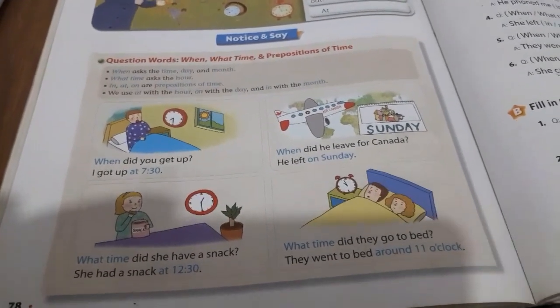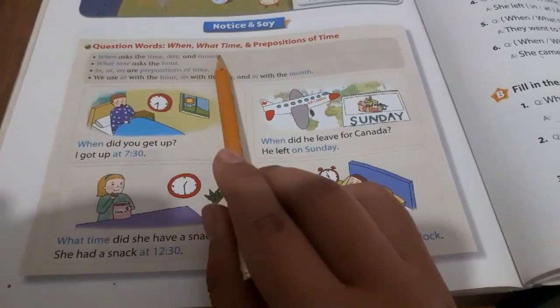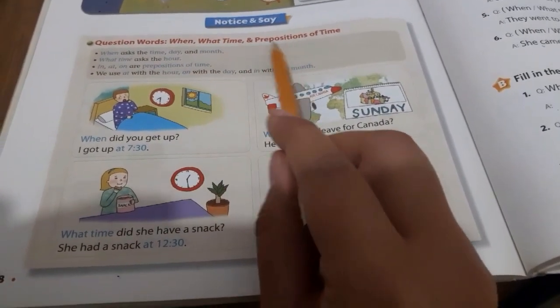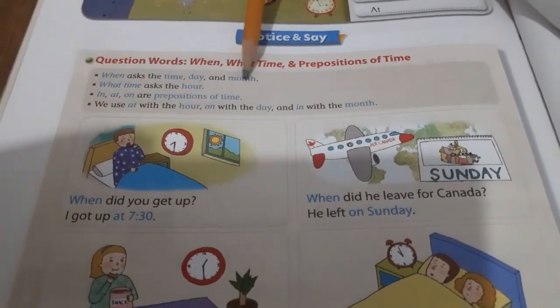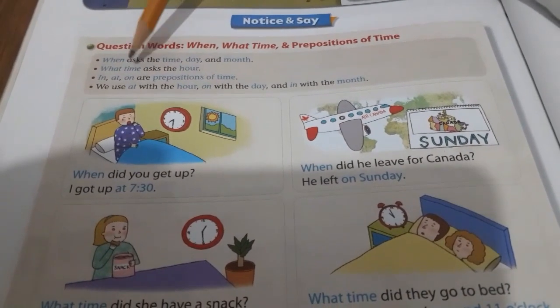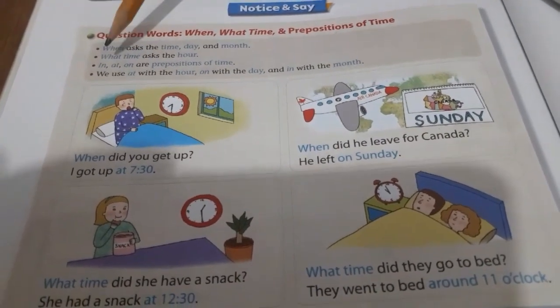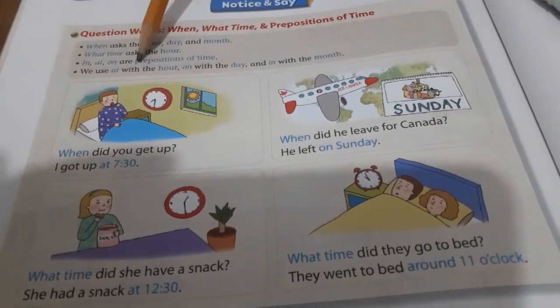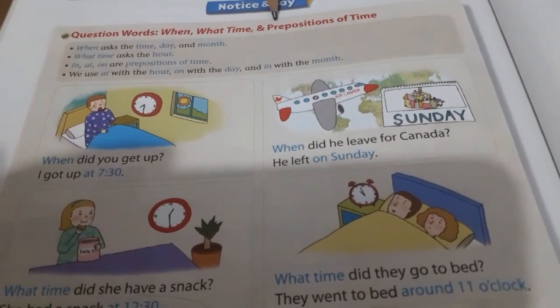Moving on. Notice and say. Now, this is a quick review, okay? This is a quick review of the lessons that we already saw yesterday. Now, question words, when, what time, and also prepositions of time. Now remember, you have to look at it. When asks the time, day, and month. What time asks the hour, okay? These two are different. Remember, when and what time are very different. In, at, on are prepositions of time.